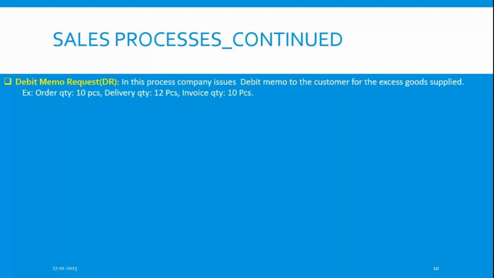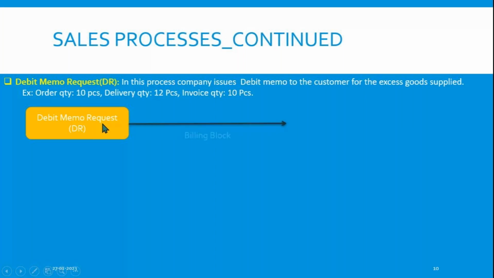For the 2 pieces, you contact the customer saying, sir, goods are extra delivered to you. Whether you will return the goods or you will make the payment. Customer says, okay, let the goods be with me, I will make the payment. You raise a debit memo. Then we create a debit memo request in the SAP system. That is a sales document. All requests are sales documents. Debit memo request we create in the SAP system, and by default it goes for a billing block again.